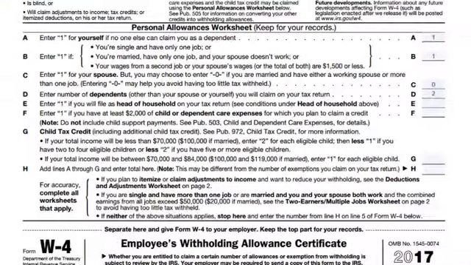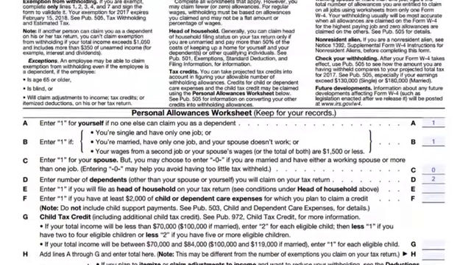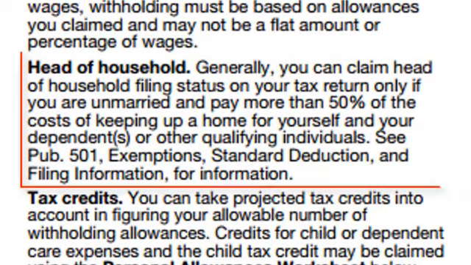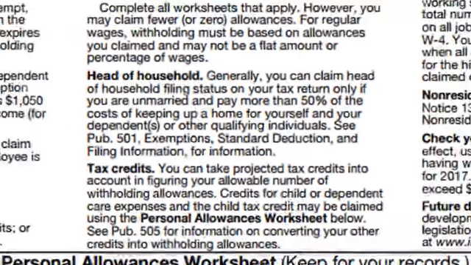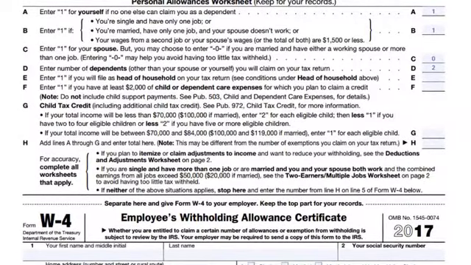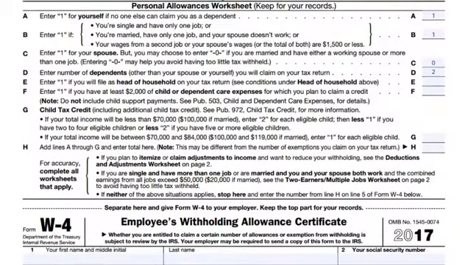Let's look at the conditions of head of household to see if Susan can claim head of household. Head of household. Generally, you can claim head of household filing status on your tax return only if you are unmarried and pay more than 50% of the cost of keeping up a home for yourself and your dependents or other qualifying individuals. See Publication 501, Exemptions, Standard Deduction, and Filing Information for information. Susan is single and she pays more than 50% of the cost of keeping a home for herself and her 2 dependent children. Susan can claim head of household. Susan enters 1 on line E.